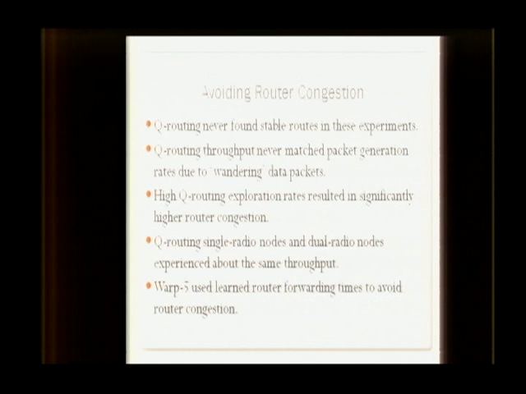We have avoiding router congestion, some summarizing statements here. Queue routing never found stable routes. It was always exploring. Some of the routes were better, but it never really settled on those routes. The throughput never matched the packet generation rate due to all the wandering data packets that were being sent on exploratory links. The high queue routing exploration rates resulted in significantly higher router congestion, because we were sending more packets in random directions. Queue routing with the single radio nodes and the dual radio nodes experienced about the same throughput. That was the big surprise. And Warp 5 used what it learned about router forwarding information to avoid router congestion altogether and just solve the problem.